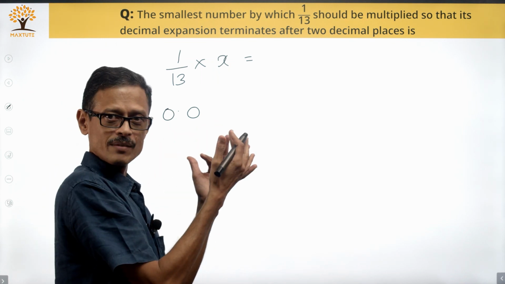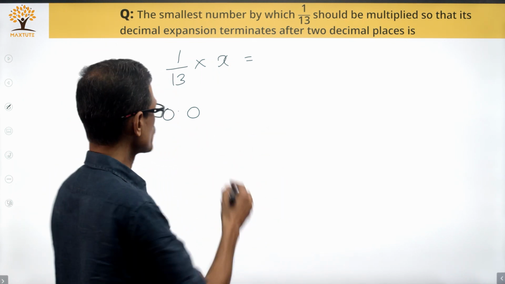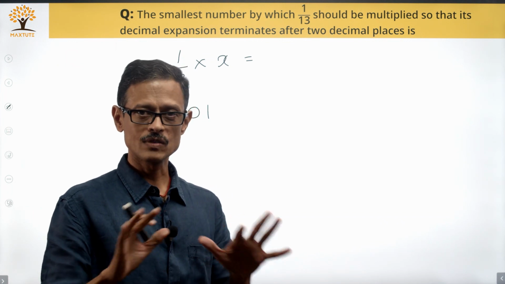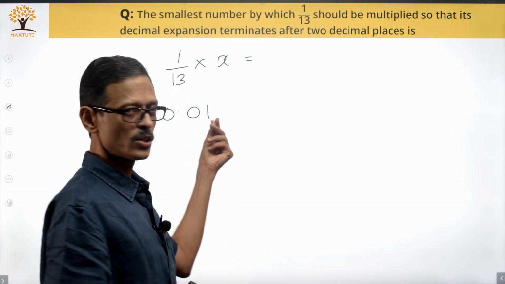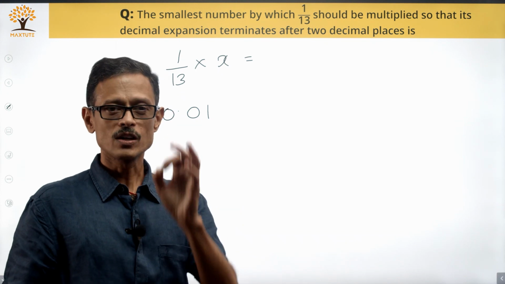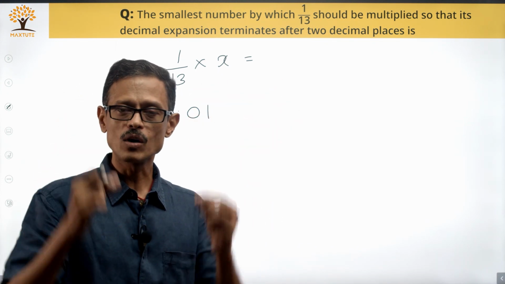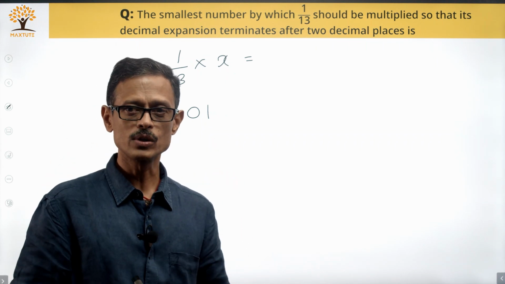0.00 would not have terminated, right? 0.00 is 0, right? So 0.01 is the smallest decimal that terminates after 2 decimal places. Are you convinced about it? 0.02 is greater than 0.01, right? So 0.011 terminates in 3 decimal places. So 0.01 is the smallest decimal that terminates after 2 decimal places.